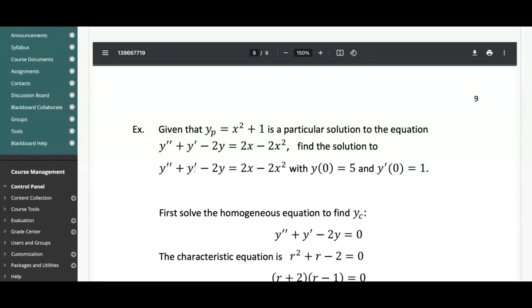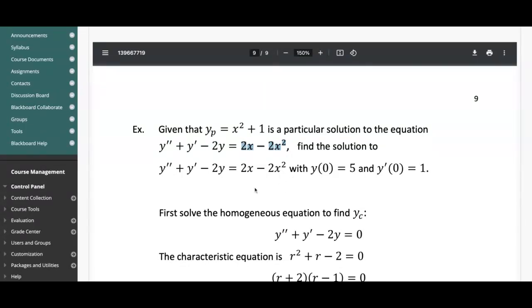Let's see this one. We have one particular solution, and this solution is x squared plus 1, to the equation. This is a second order differential equation: y double prime, y prime, y, and a function of x. This is not 0. If this is 0, if it's homogeneous, we can use the method for homogeneous equations. Since this is not homogeneous, we're going to use the one I was just talking about.